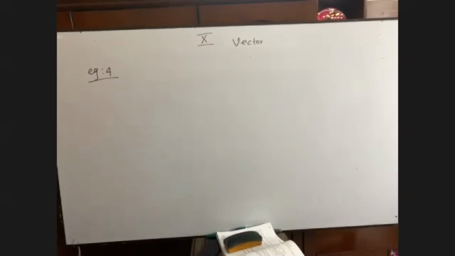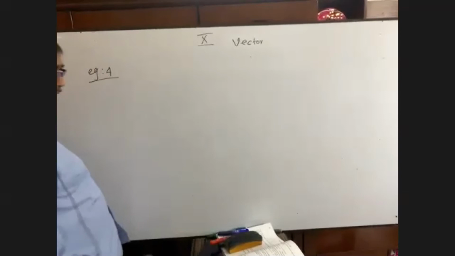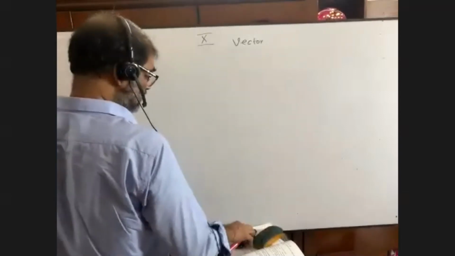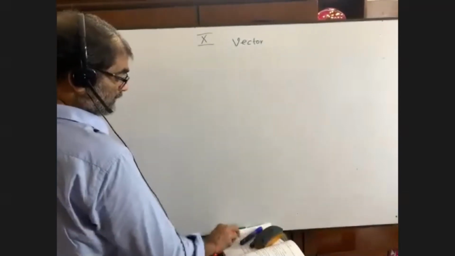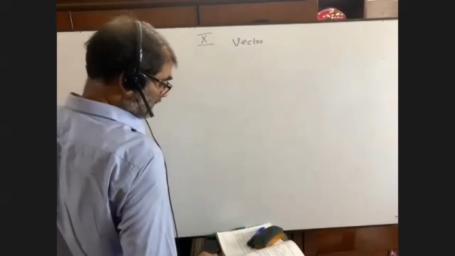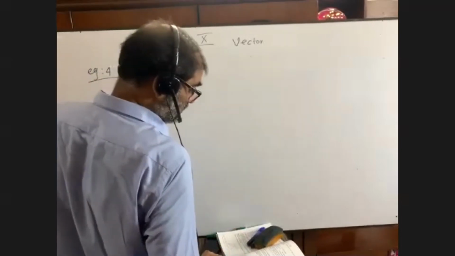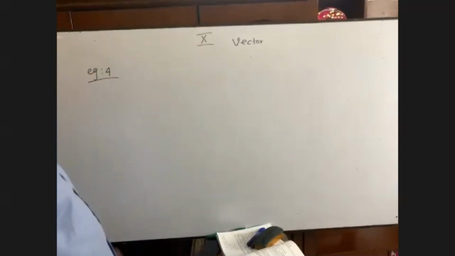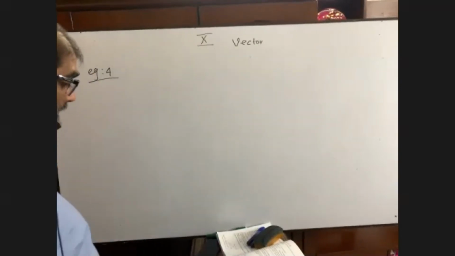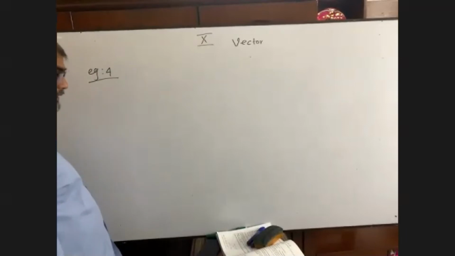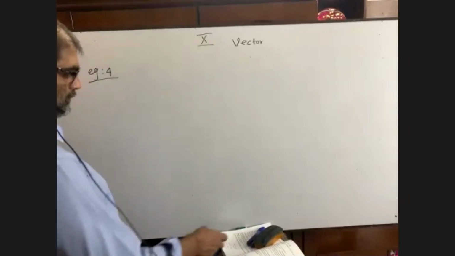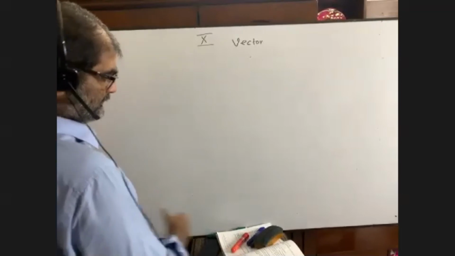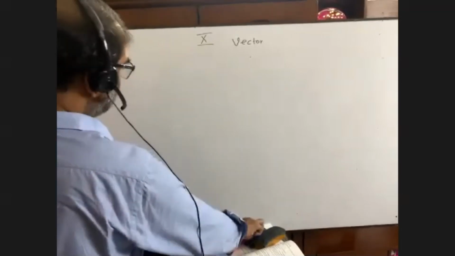Exercise 9.2. Actually, in this example 4, what is given? Prove that by the vector methods, diagonals of a parallelogram bisect each other. It's very easy and simple. You did it in class 8. Okay. So will I do or you will do? Talk to me. Example 4.